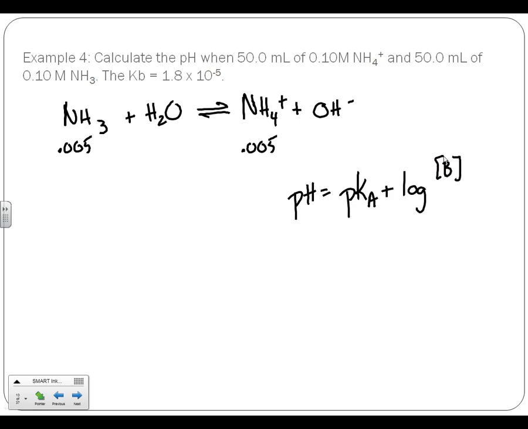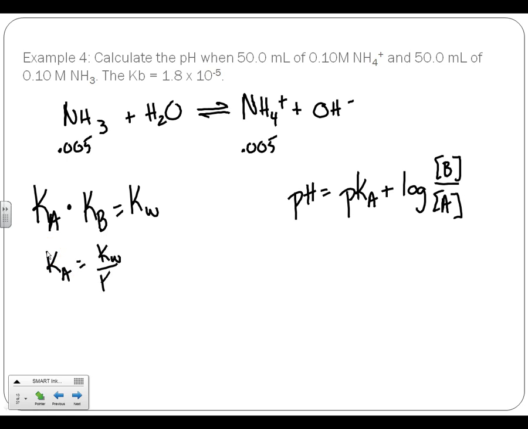I have a Kb. So if you remember, one of the other keys to success was recognizing the relationship between Ka and Kb. Ka times Kb equals Kw. So since I know my Kb, I can solve for my Ka by doing Kw divided by Kb. Plug in your numbers. 1 times 10 to the negative 14th divided by 1.8 times 10 to the negative 5th. This gives me a Ka of 5.56 times 10 to the negative 10th.